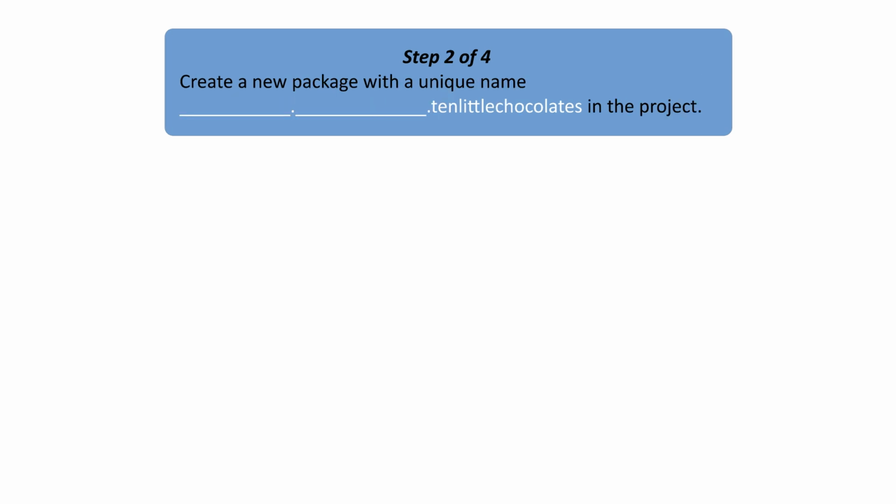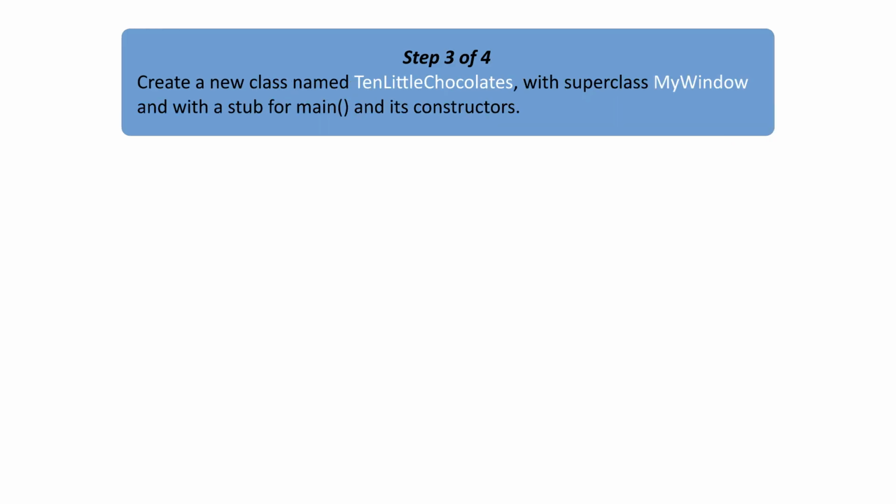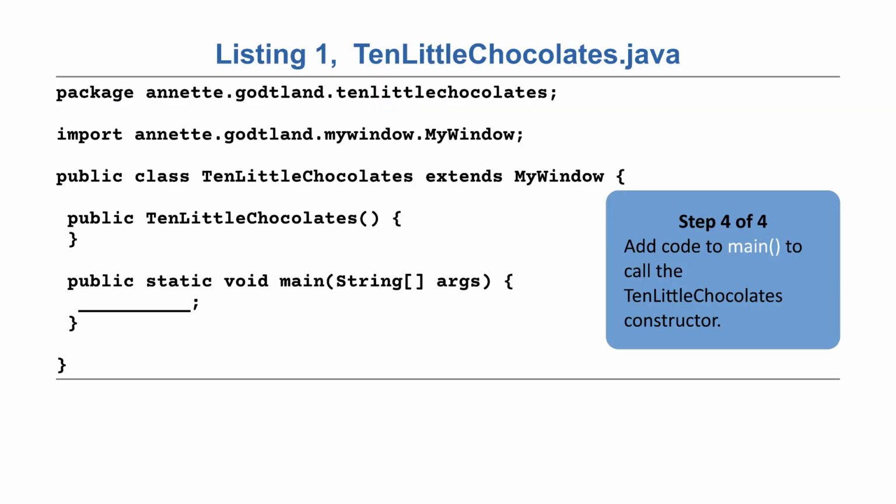Next, create a new package with a unique name. I named mine Annette.Gottland.10LittleChocolates. Then create a new class named 10 Little Chocolates with superclass MyWindow and with a stub for main and its constructors. And finally, add code to main to call the 10 Little Chocolates constructor. Run it. What happened? It should have opened the DIY window with no contents.